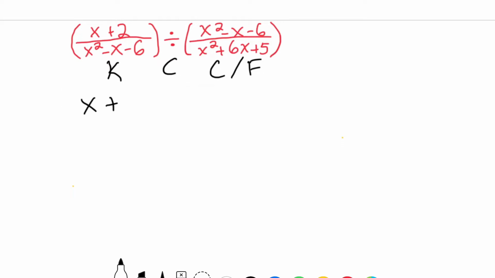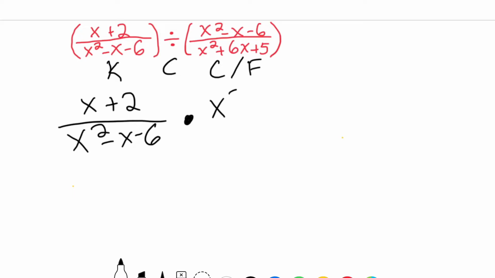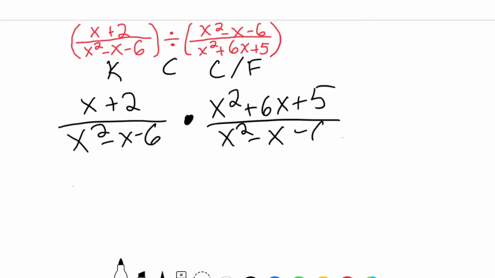So you're going to keep the first fraction the exact same. You're going to change the division to multiplication. You're going to change or flip the second fraction by changing the denominator to the numerator and the numerator to the denominator. And then you're going to do the exact same thing that we did with the last few. And that will complete what you need to know for lesson 1.